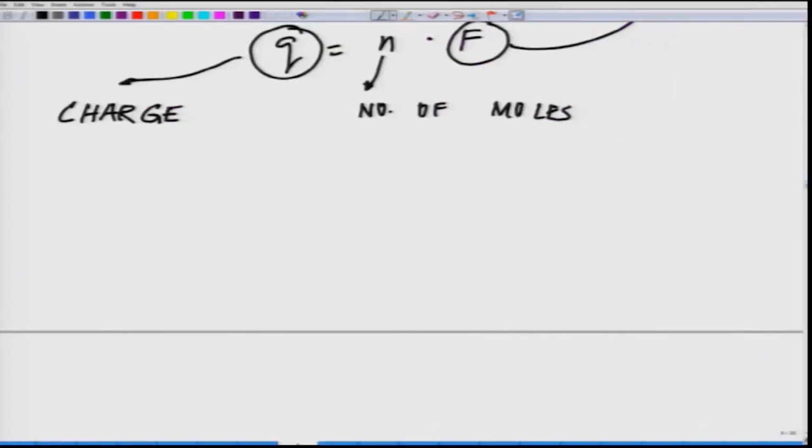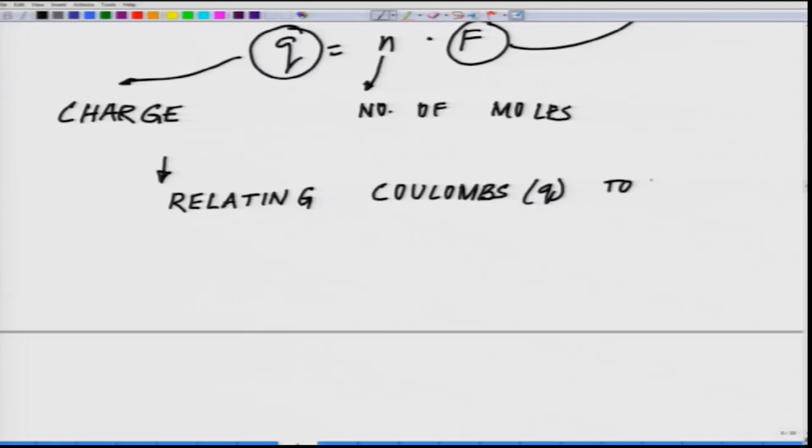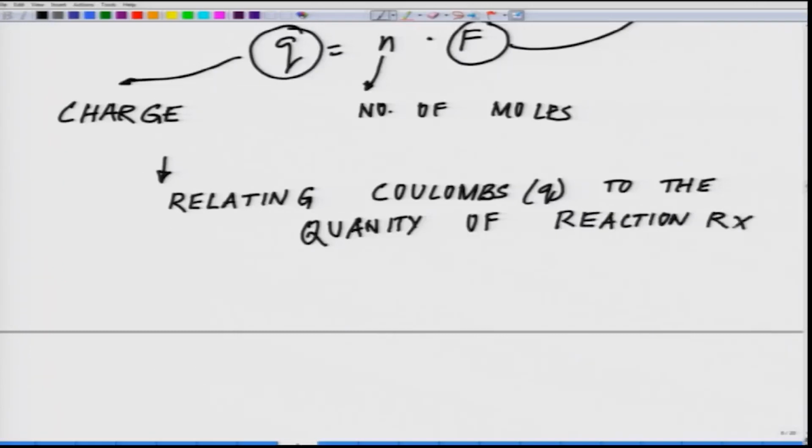So, one concept which is emerging is relating coulombs or charge to the quantity of reaction. This is one emerging concept.